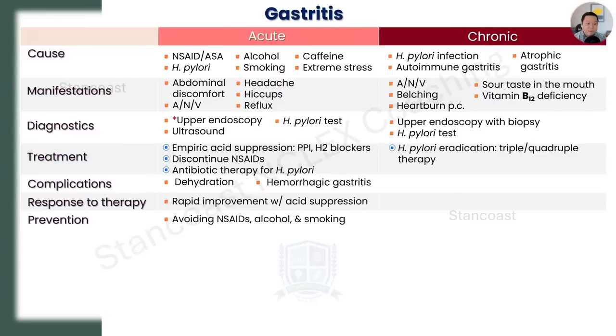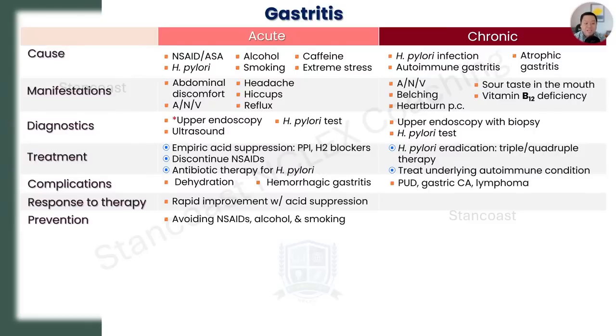Now, for the treatment here, there's going to be a need to eradicate the H. pylori with the use of, let's say, triple or quadruple therapy, which is basically a combination of antibiotics and acid-suppressing medication. Now, if that condition is autoimmune in nature, managing the underlying autoimmune condition may also be necessary, and also, of course, the supplementation of vitamin B12 is required in cases whenever there is pernicious anemia.